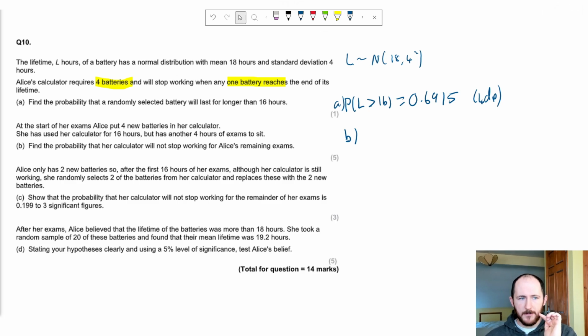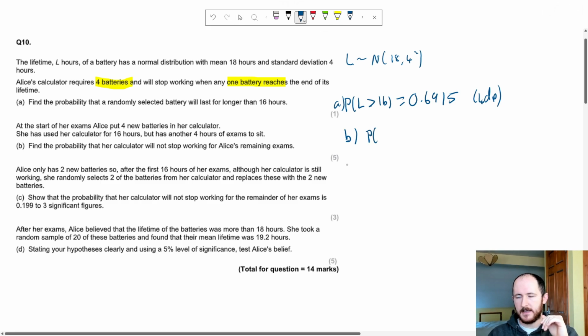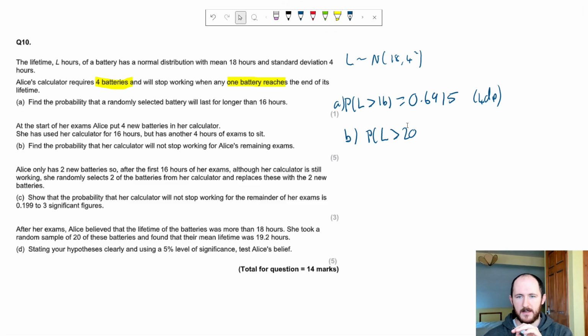Now, I'm going to write it out in terms of the expression first so I can explain it. So we want the probability that the lifetime of any one battery is going to be greater than 20. Now, where does that come from? Well, it says here she's used her calculator for 16 hours and has another 4 hours of exams. So in total, it needs to last at least 20 hours, right? So 20, 21 hours, 22 hours, 23 hours, and so on. Keep that in mind. Now, here's the bit that is quite tricky, because I'm going to use conditional probability.